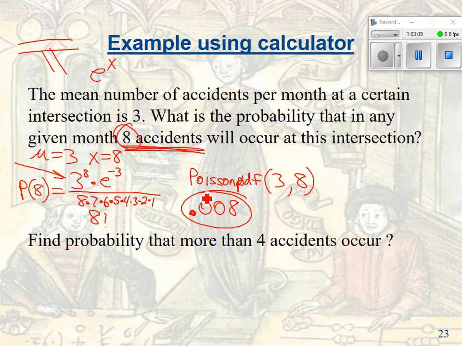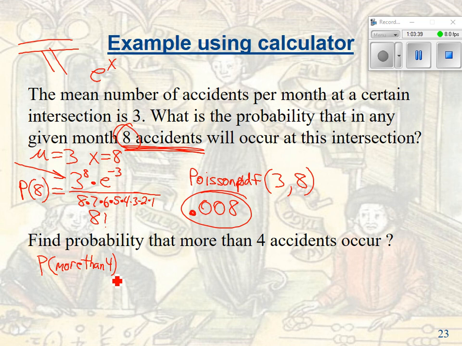So if we do more than 4, do we really want to go 4 or 5, 6, 7, 8, 9, 10, 11, 12? Where are we going to stop? How many accidents could there be out there? Could be an infinite number. We don't know. So could be a whole bunch of them out there. So we don't want to do that.